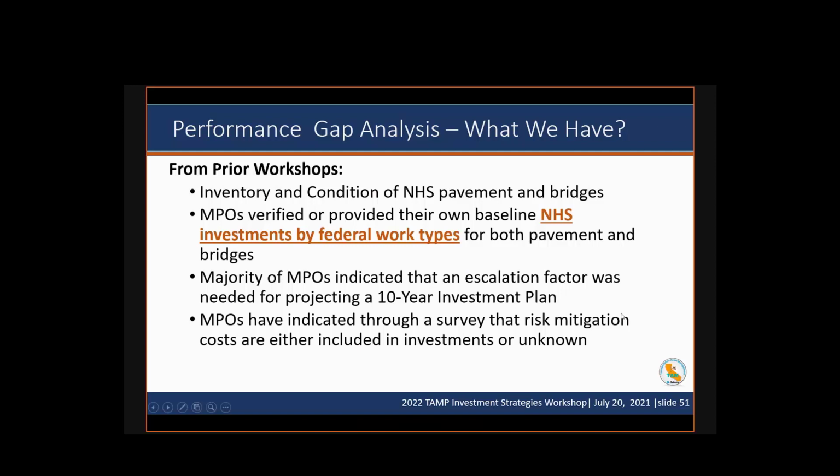And the majority of our MPOs indicated that we do need to consider that over time. It does make sense. And then that last bullet there is we came to you again, our local MPO partners, to ask, have you considered risk mitigation in these costs that we're providing to you by these 5 federal work types? And if so, let us know what they are. So we gave that opportunity to kind of set the stage for this and to be able to have agencies think about whether or not we are investing in risk mitigation work.